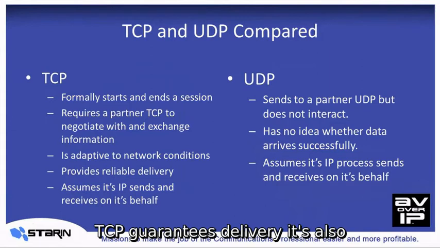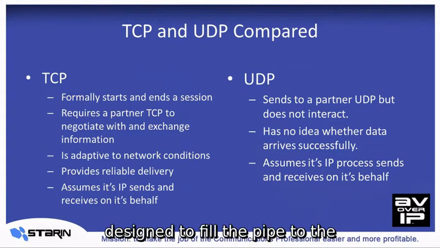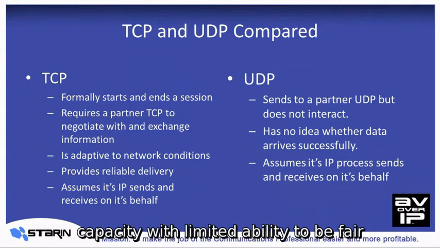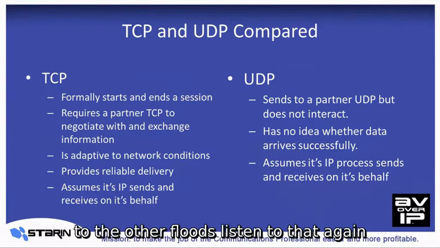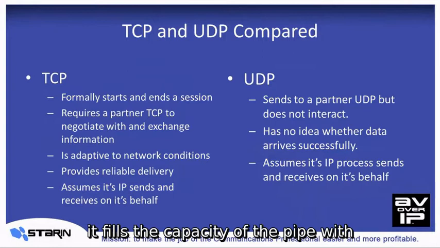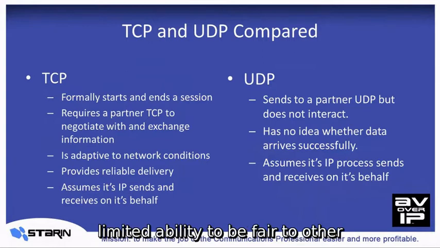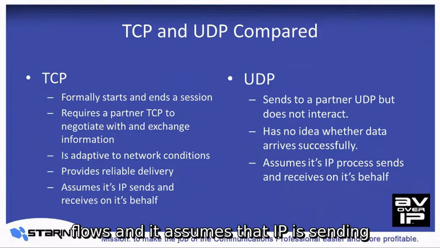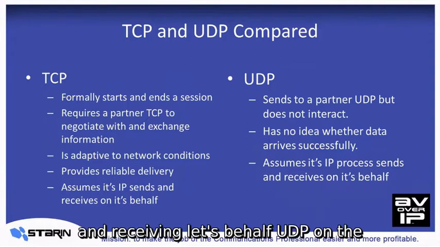TCP guarantees delivery. It's also designed to fill the pipe to the capacity with limited ability to be fair to the other flows. Listen to that again. It fills the capacity of the pipe with limited ability to be fair to other flows. And it assumes that IP is sending and receiving on its behalf.